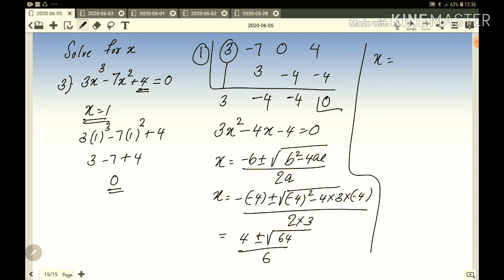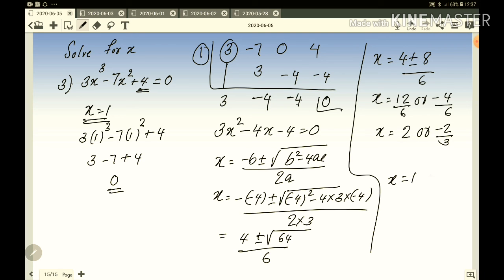So that is going to be 4 plus or minus square root of 64, which is 8, divided by 6. So what are they? That is 4 plus 8, that is 12 divided by 6, or 4 minus 8, that is minus 4 divided by 6. That is x is equal to 2 or minus 2 over 3. So I am just writing all three values: x is equal to 1, or x is equal to 2, or x is equal to minus 2 over 3.